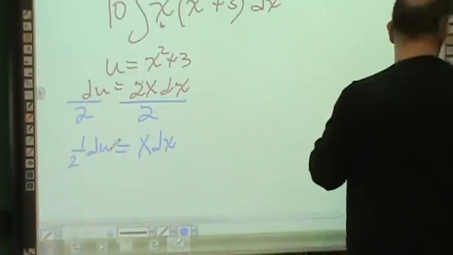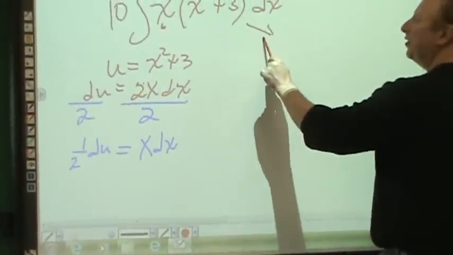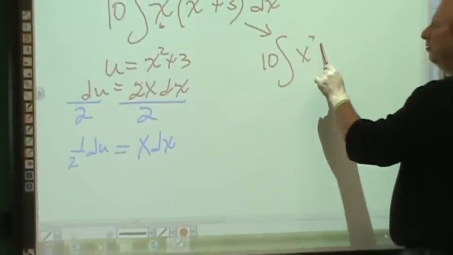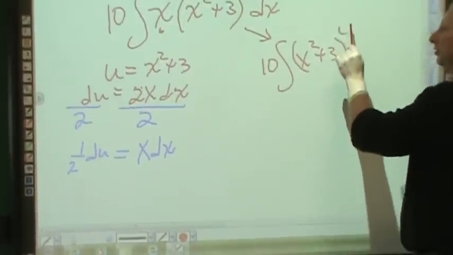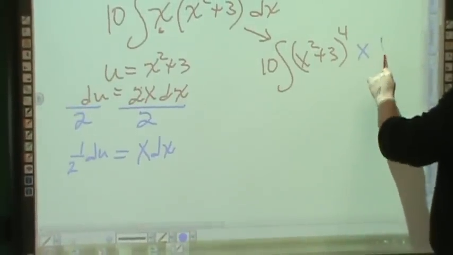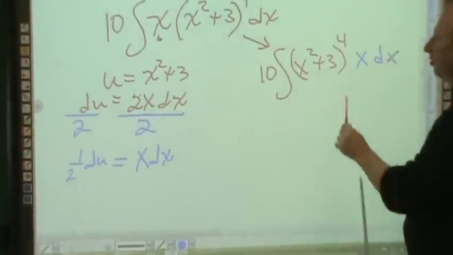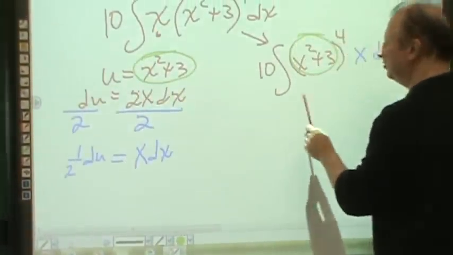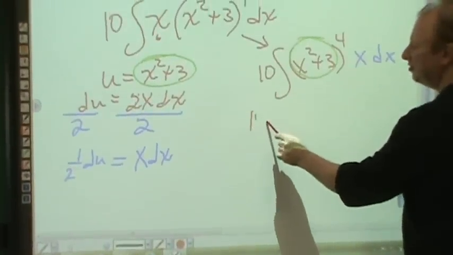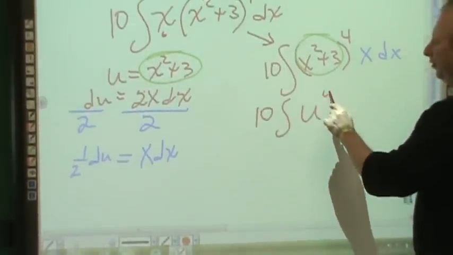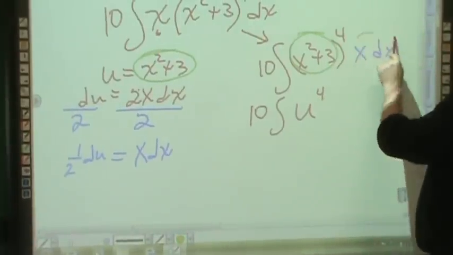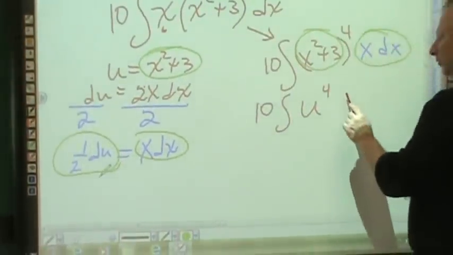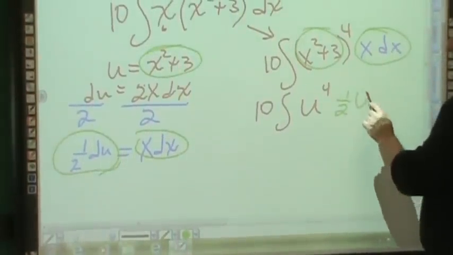Now let's look at what I have here one more time. If I copy this in order, 10 times x squared plus 3 to the fourth power times x dx. Do I know what this piece is equal to? Sure I do. I let u equal it. So now I'm going to say 10 u to the fourth. Do I know what this is equal to? Sure I do. It's equal to 1/2 du.